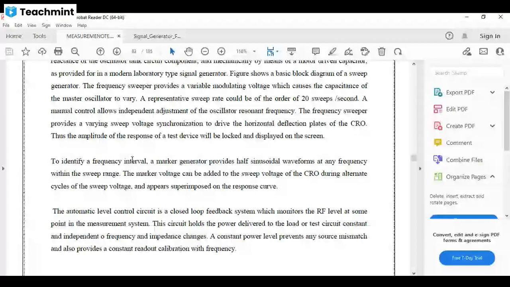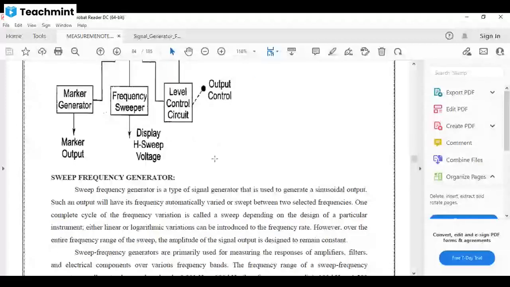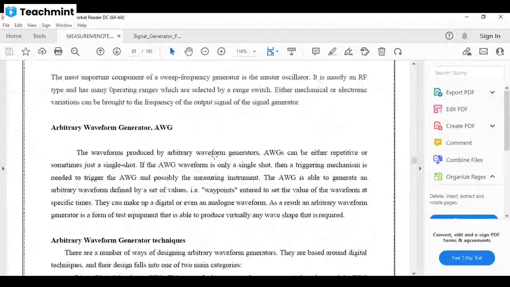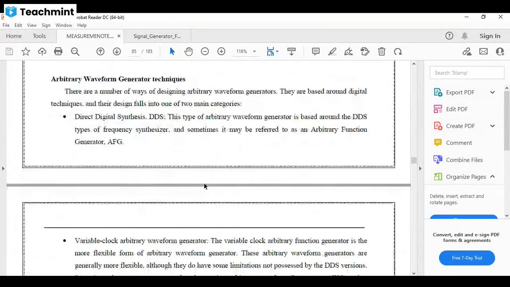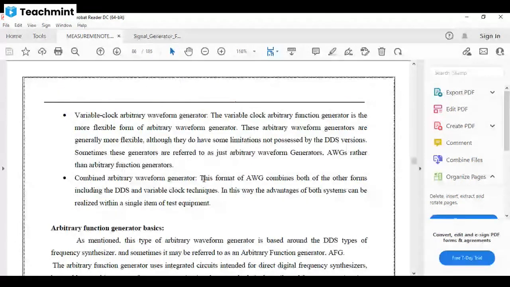एक है स्वीप जनरेटर. स्वीप जनरेटर आप लोग पढ़ लीजिएगा. नेक्स्ट है आर्बिट्ररी, और एक मोस्ट इंपॉर्टेंट है आर्बिट्ररी फंक्शन जनरेटर AWG. शायद हमने असाइनमेंट भी इसको क्वेश्चन में दिए हैं. ठीक है.